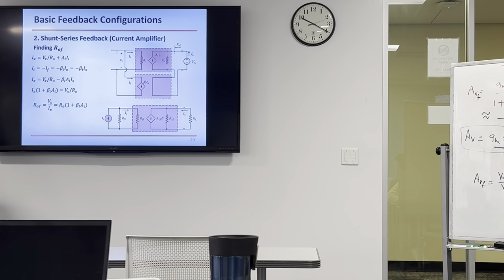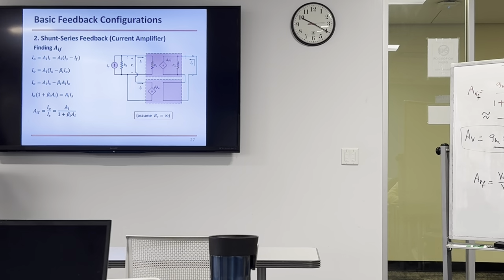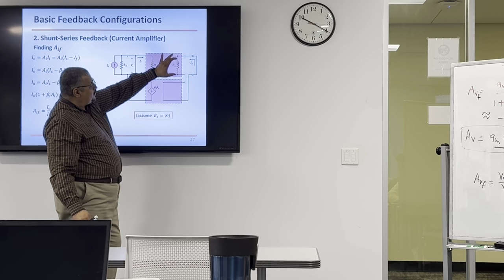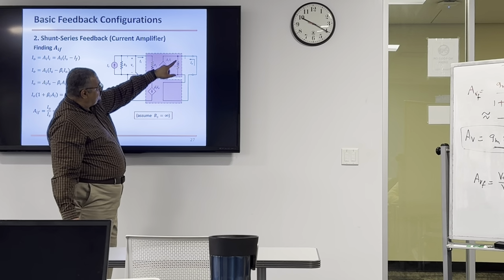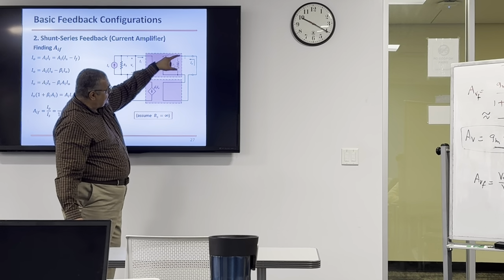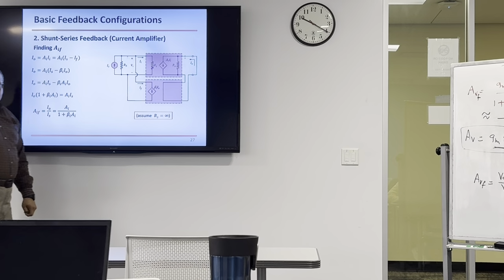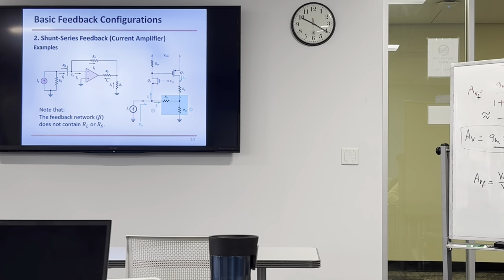Let's go back to the original circuit. We need this resistance to be very large or very small? Very large. We need this to be infinity so that all the current goes to the output. Okay? The load in this case is going to be connected at the output. Okay, this is the circuit here.